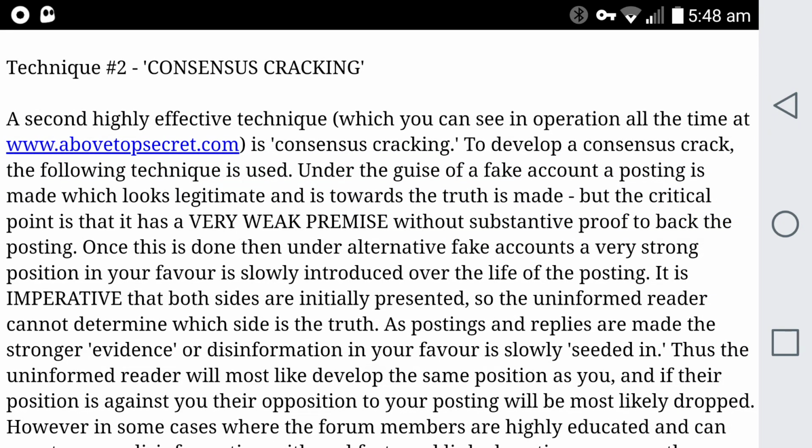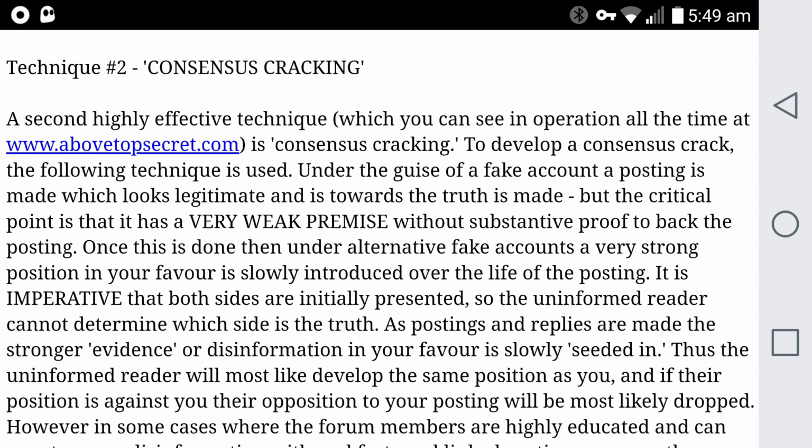Technique number 2, consensus cracking. A second highly effective technique, which you can see in operation all the time at abovetopsecret.com. Apparently, I don't know, I've not been there. It's consensus cracking. To develop a consensus crack, the following technique is used. Under the guise of a fake account, i.e. a sock account, a posting is made which looks legitimate and is towards the truth.